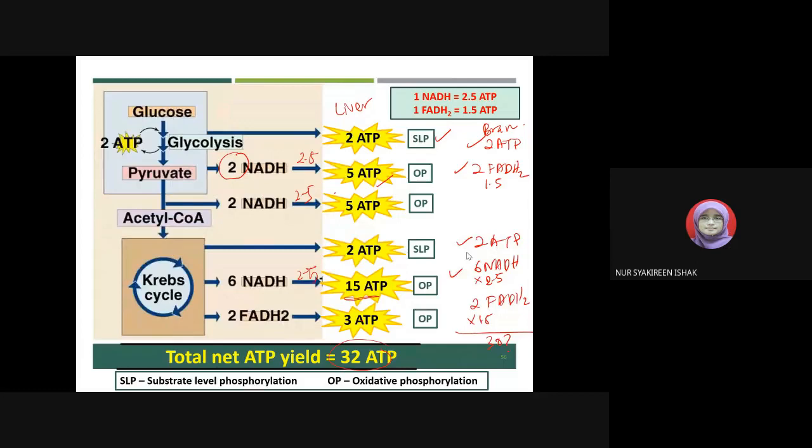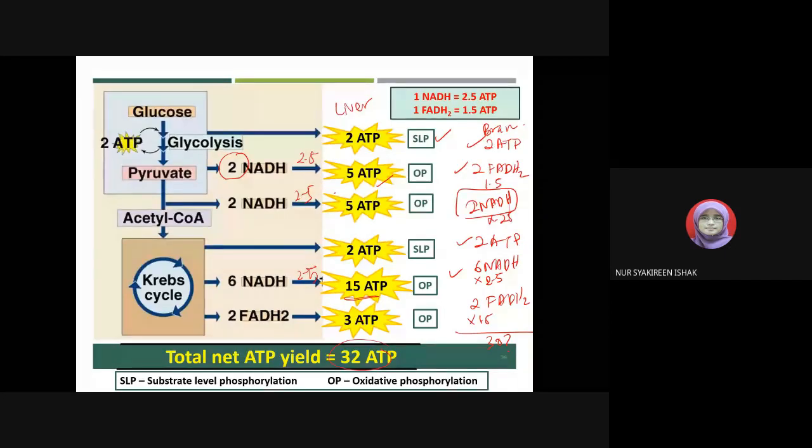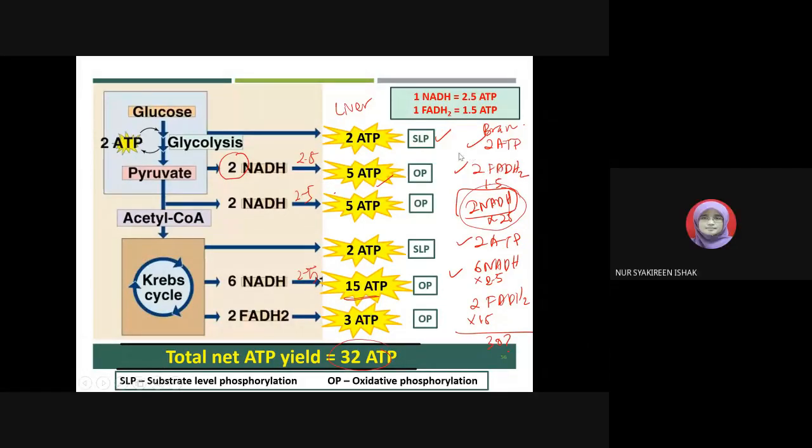Oh, saya ni tertinggal kat sini. Kat sini ni. 2 NAD. Ini daripada link reaction. Tertinggal yang link reaction ni. Kalikan dengan 2.5. Brain dapat. So ini tambahkan lagi 5 lah. Tadi awak dapat berapa? Tadi dapat 25. 25 campur dengan 5, so dapat 30. 30. Tertinggal yang ni. Ini daripada link reaction. Kenapa saya kira yang ni tadi tak dapat lah?